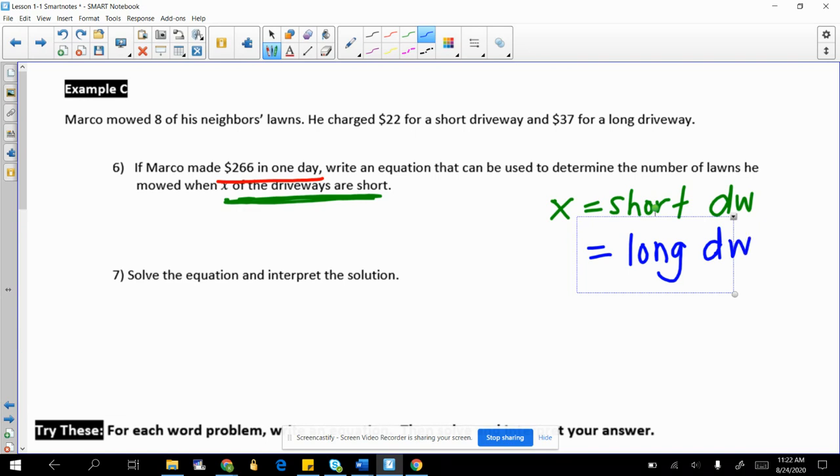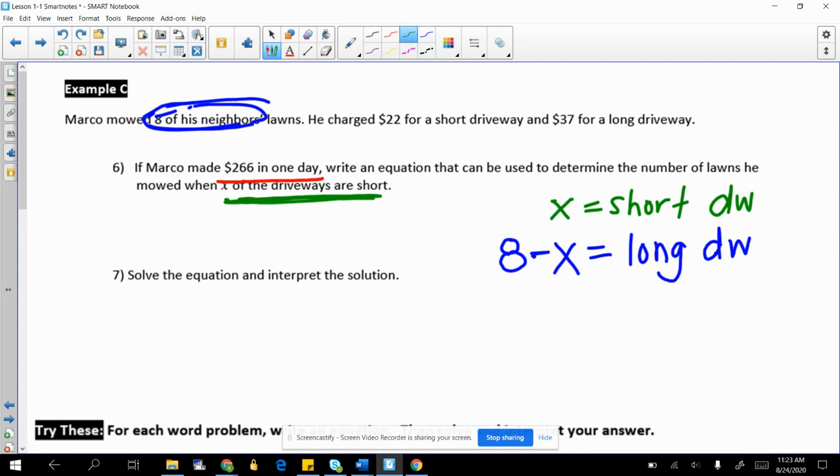So this is where you have to think, okay, how many driveways are there total? Well, here it says 8 neighbors. So if there are 8 total and X of them are short, then the rest have to be long. So just do 8 minus X, and that's how you can figure out which ones are the long driveways. Now we should put that all together.